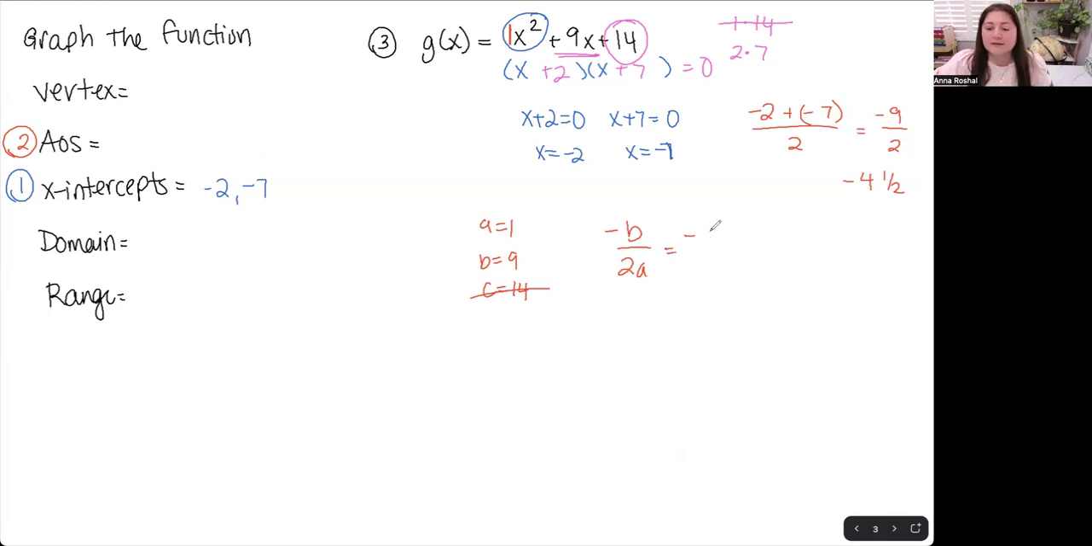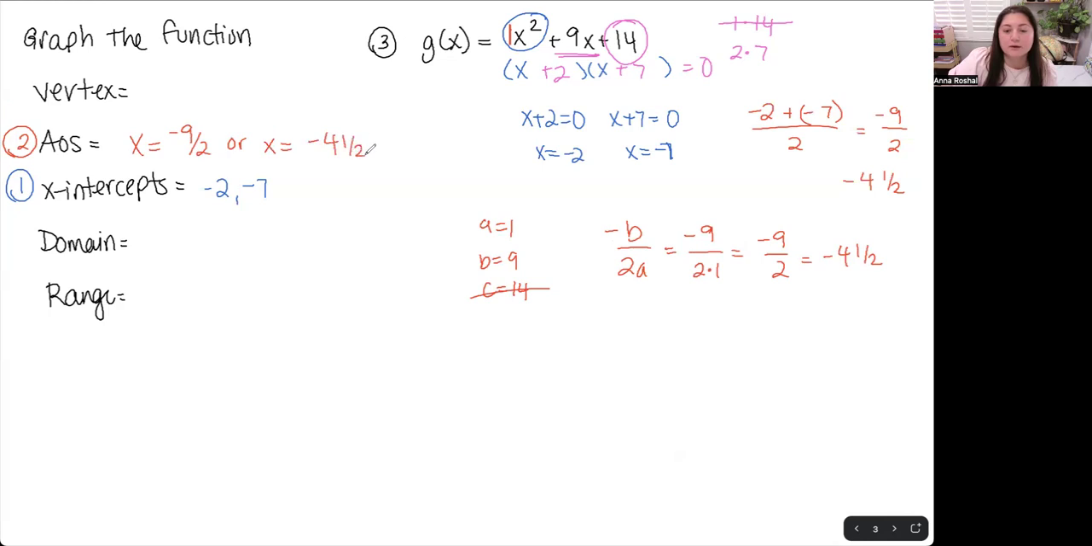So now in here, I'm going to end up with -9/2 times 1, which is exactly this bit here, right? This -9/2, which is the same thing as -4.5. So my axis of symmetry is either -9/2, or my axis of symmetry is -4.5. Now, you can do either method, you'll get the same answer. It just depends on whatever you're more comfortable with.